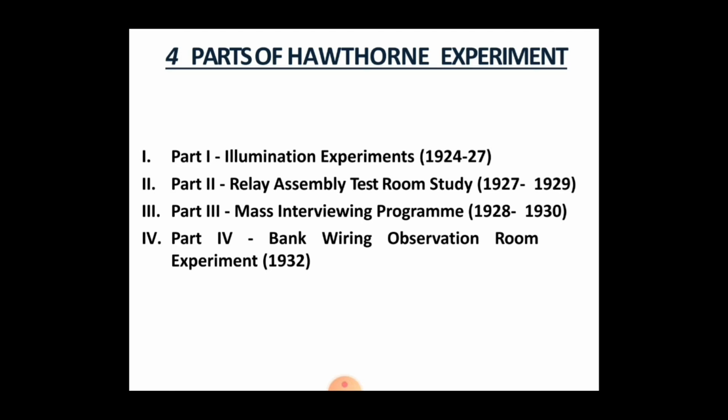The Hawthorne studies can be conveniently divided into four major parts. Each part was the outgrowth of the preceding one. The first part is the illumination experiment. The illumination experiment was based on the intensity of light, and researchers wanted to find out how a change in the intensity of light affects the productivity of workers. The second experiment is the relay assembly test room study. The third part is the mass interviewing program, conducted between 1928 and 1930, and the last experiment was the bank wiring observation room experiment.